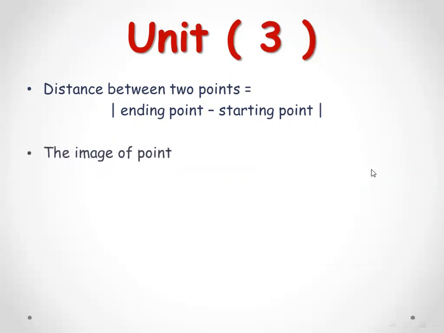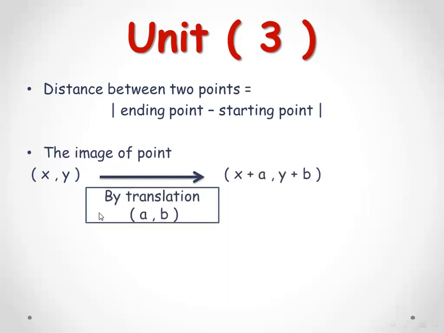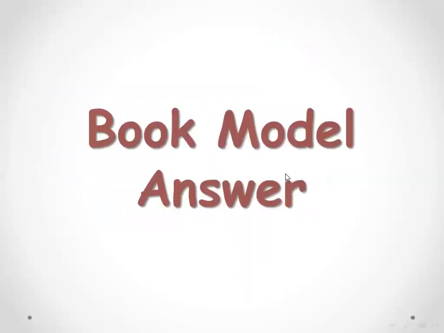The image of the point in translation, you have 3 things. The first point, X and Y, the translation, and the image, okay? Here the translation is A and B. A and B are both positive, so my operation is going to be plus. X plus A is the image of X, Y plus B is the image of Y, okay?